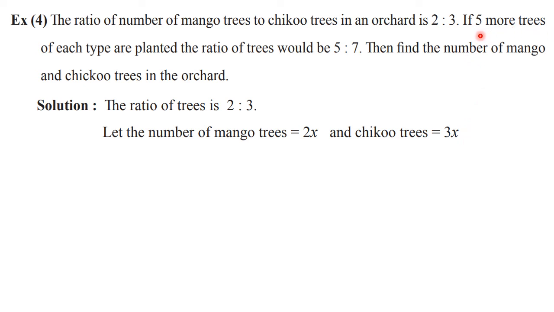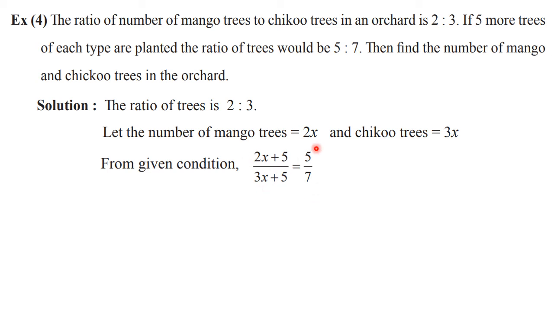What is the condition given? If 5 more trees of each type, means here also we are adding 5 and here also we are adding 5, then the ratio is going to become 5 is to 7. So we can write down according to the given condition, 2x plus 5, 3x plus 5. That ratio, write in numerator denominator form, and that is 5 upon 7.